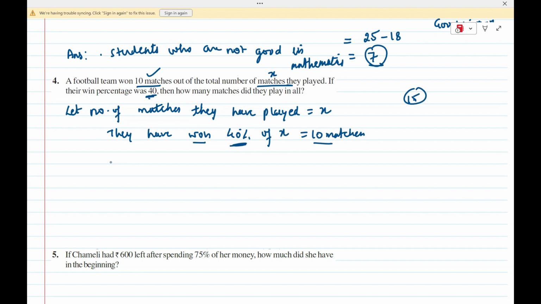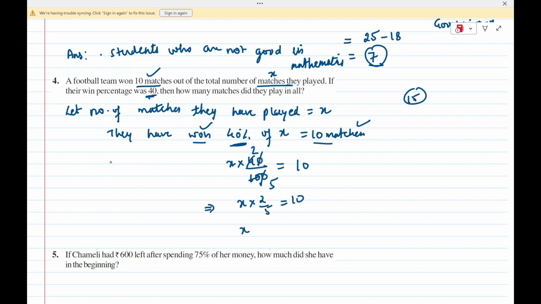So you cannot compare. If the percentage is for win, and the number of matches is also for win, then only you can equate. Okay, so they have said 40% of x, and we know "of" means multiplication. So x into 40, and for the percentage sign I will put 100, and that equals 10. 10 and 10 cancel. 2 ones are 2, 5 twos are... so that is x into 2 by 5 is your 10.